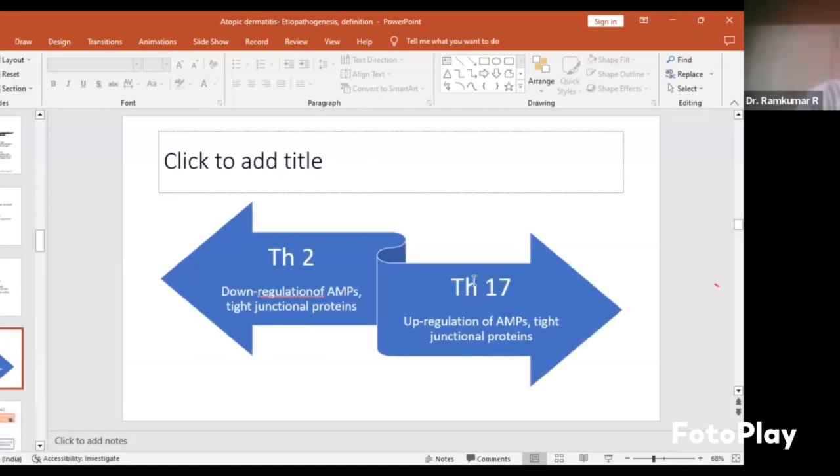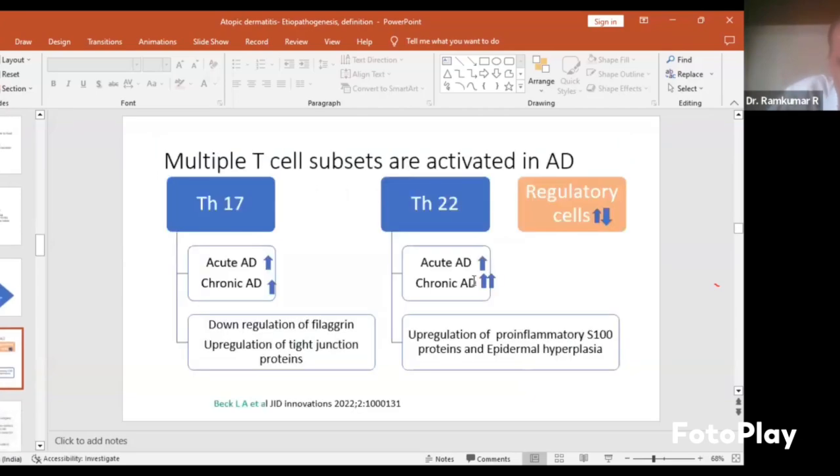Th17 will upregulate the antimicrobial proteins. That is not happening in atopic dermatitis, because the powerful cell in atopic dermatitis is the Th2 cell. It dominates the immune milieu. Because of that, the epithelial integrity is also damaged in the lung. That is one of the reasons the child may develop allergic asthma and allergic rhinitis, in addition to the systemic Th2 activation.